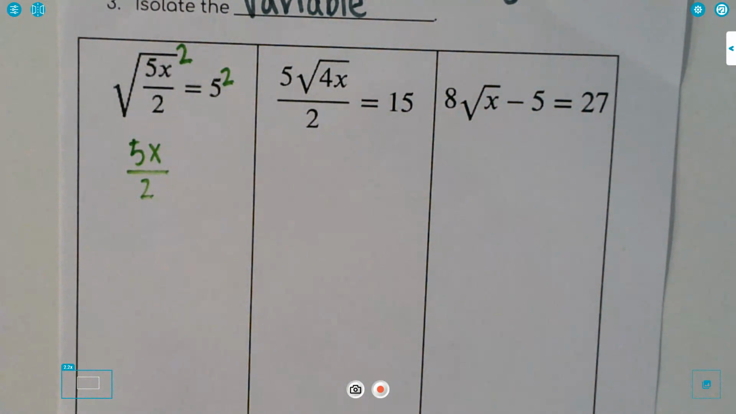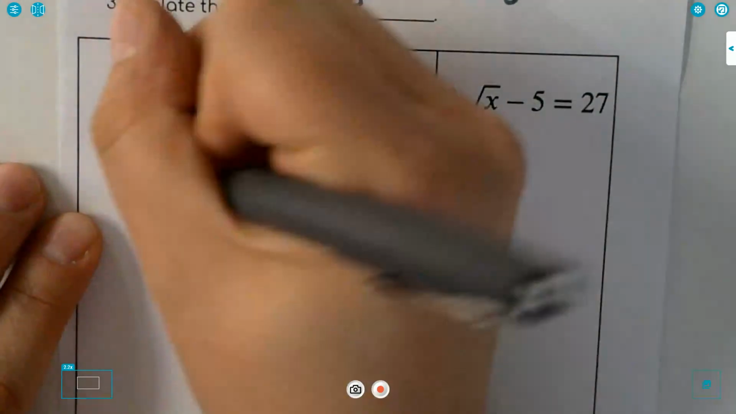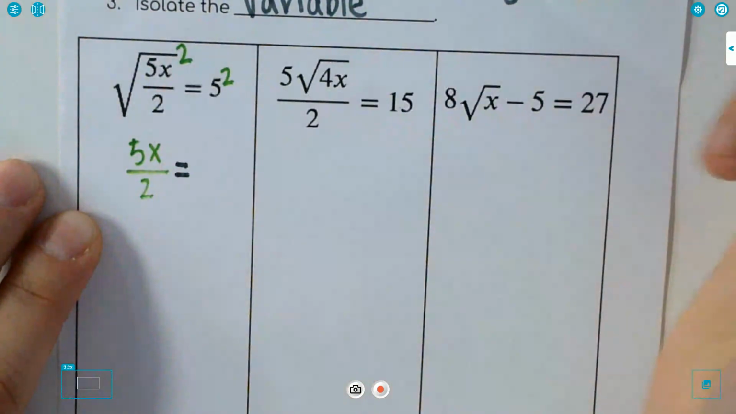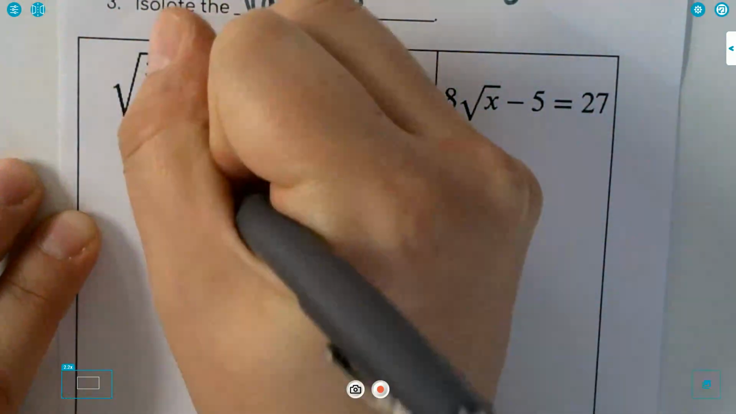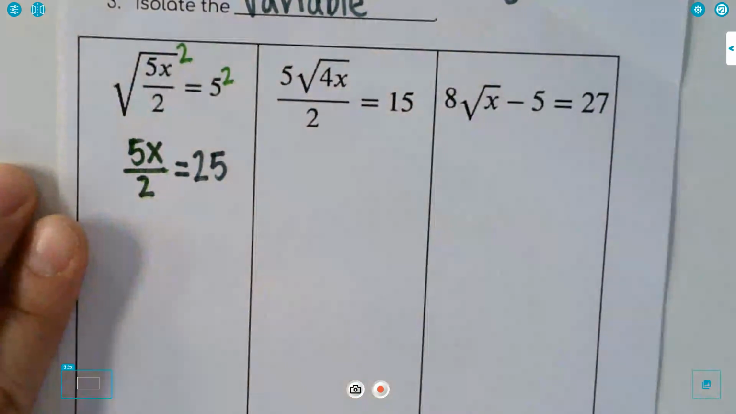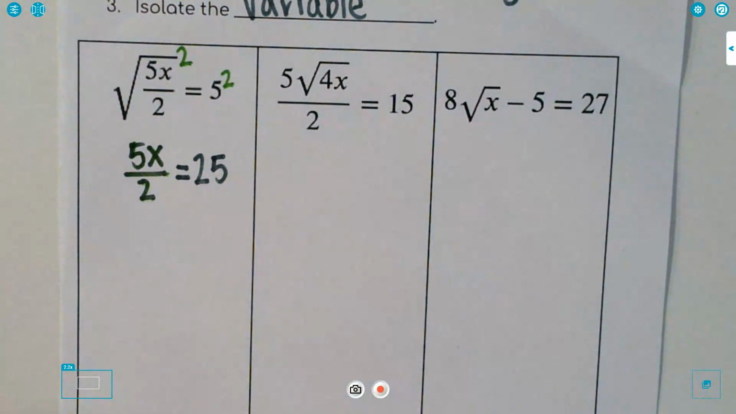This marker is dying, I'm throwing it away. On the right side of our equation, we need to do 5 squared. 5 squared is 25. Awesome. I'm going to rewrite that in a marker we can read. Okay, any questions right now?